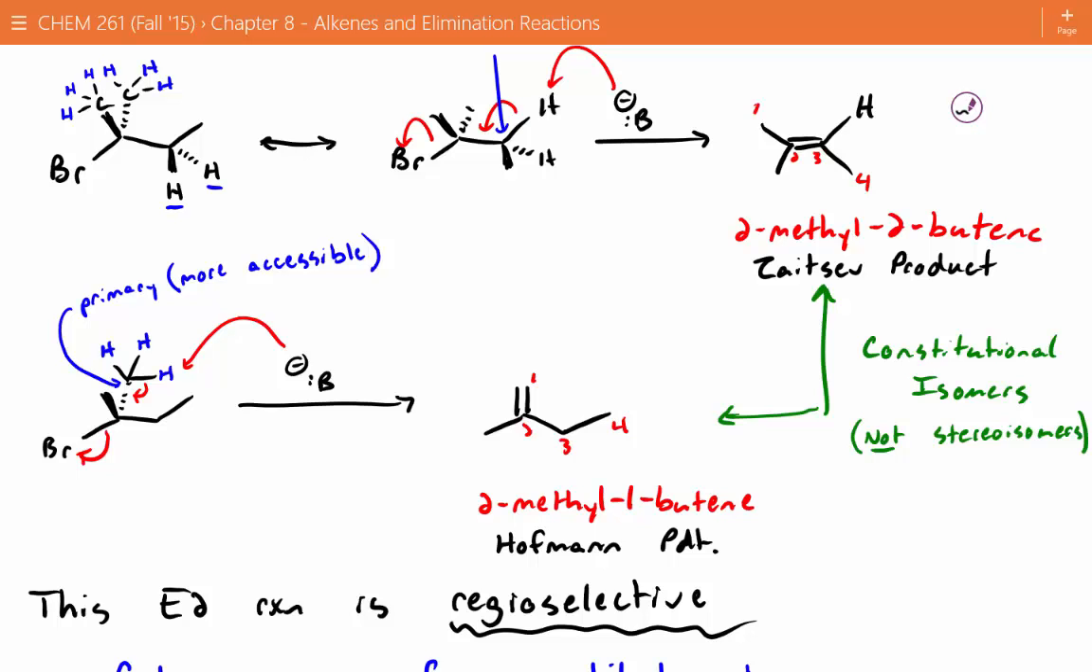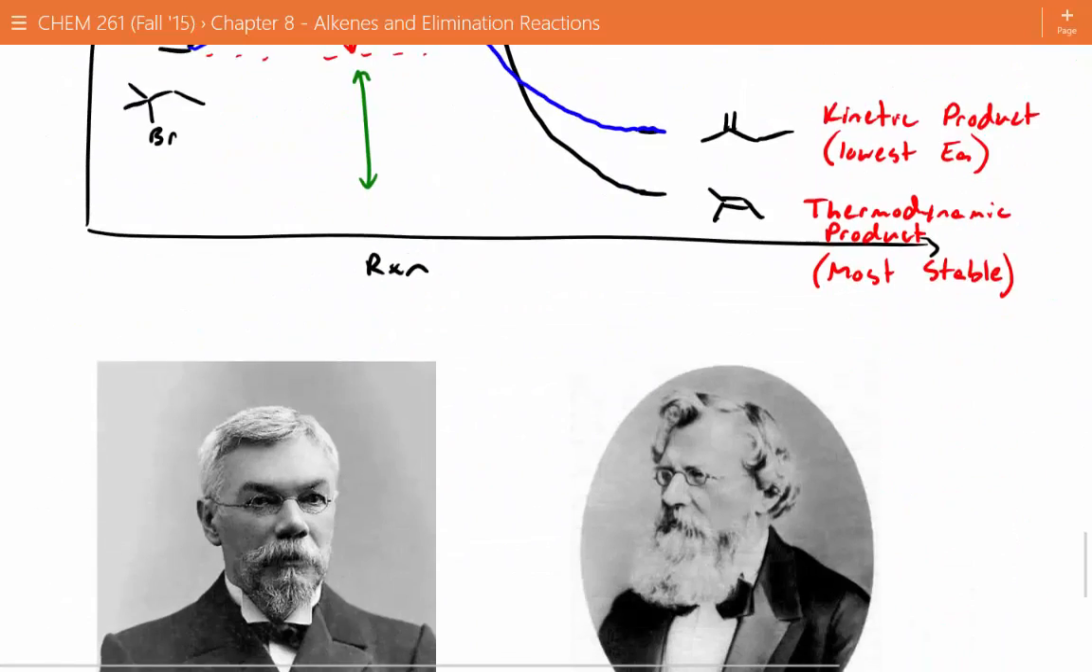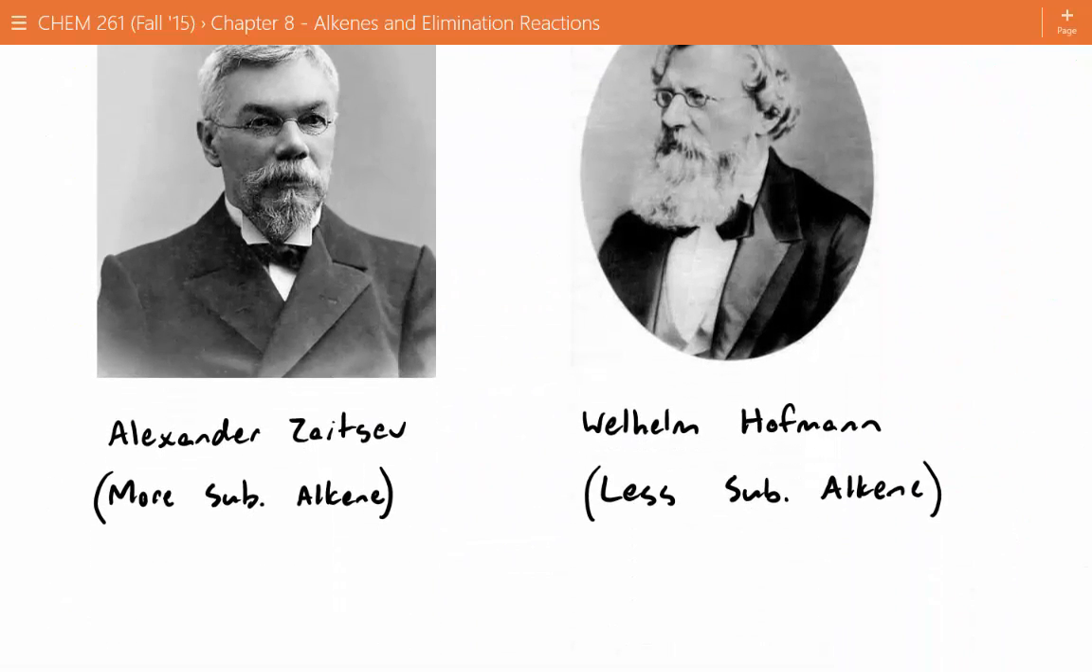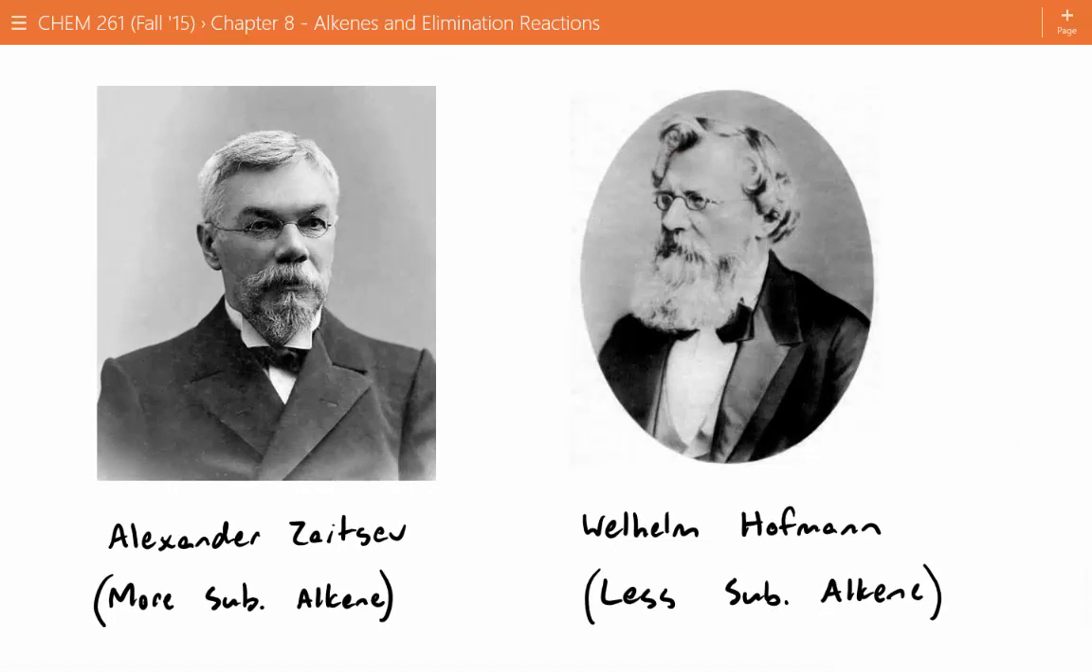But you said the Hofmann was primary and the other one was secondary at some point? So what I was saying was Alexander Zaitsev said that you'll get the more substituted alkene under his reaction conditions. And Wilhelm Hofmann said you'll get the less substituted alkene. So in this case, we're comparing a secondary one to a primary one. The secondary is more substituted than the primary.